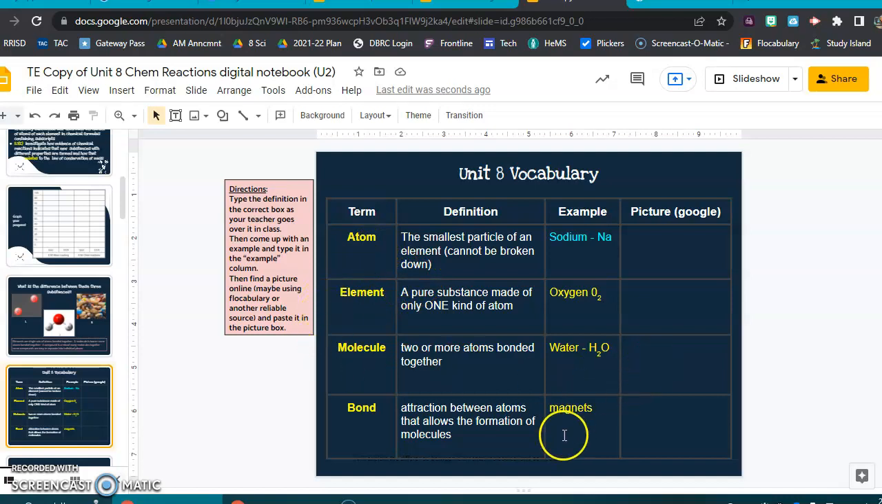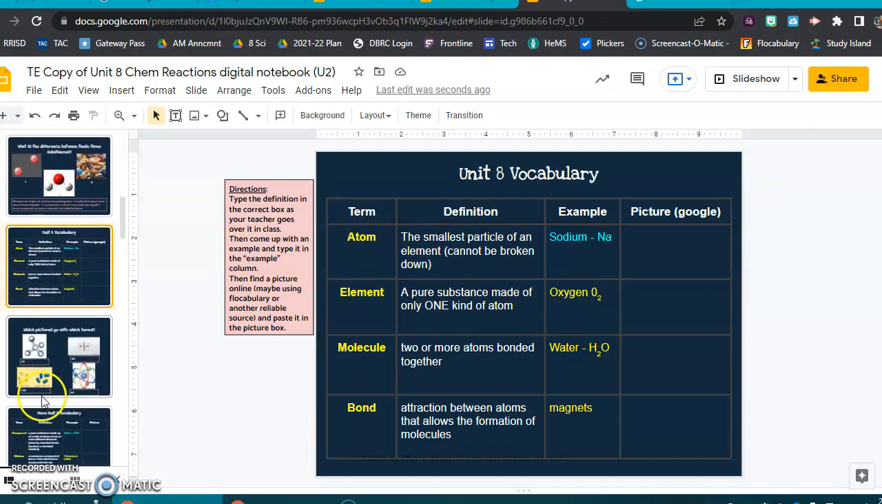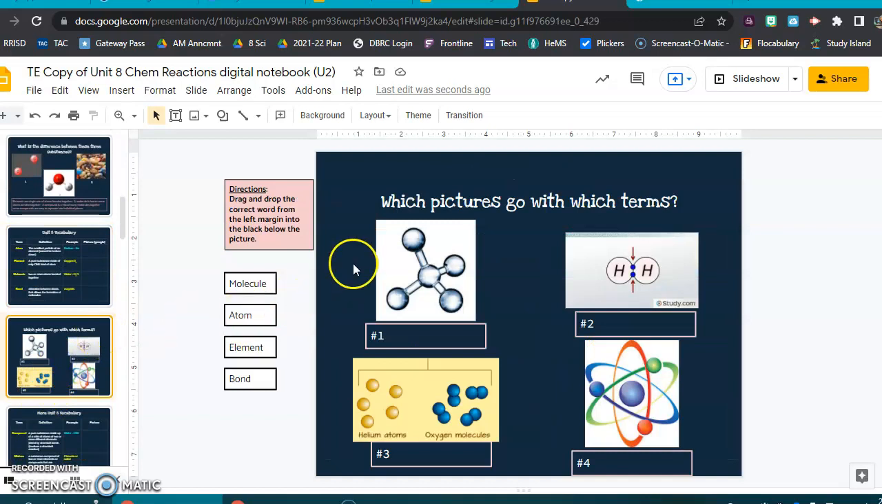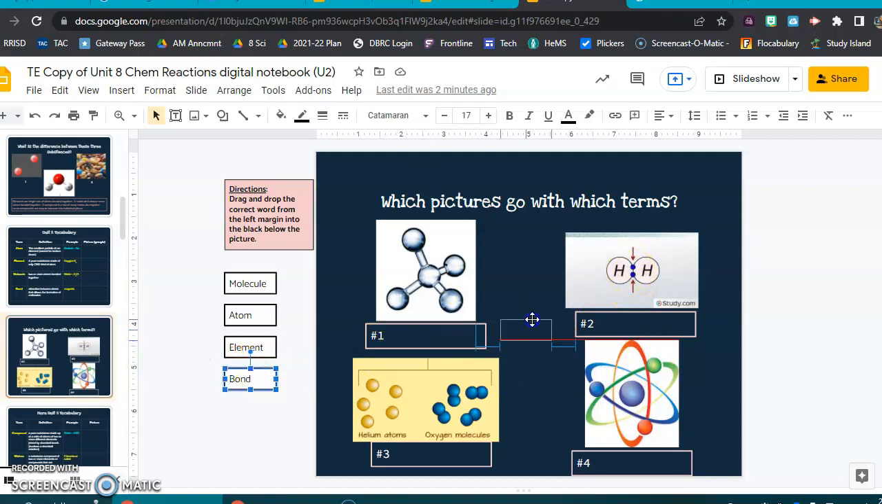And we have all these examples, and then you can insert a picture from Google, and you can say picture of an atom, picture of an element. You can just shrink them down here. You've done this before. But let's look at this. What pictures go with what terms? Well, let's look at these. We have a molecule, an atom, an element, and a bond. Well, it's pointing right there. That looks like a bond where those 2 little guys are actually hanging together, and that's right.